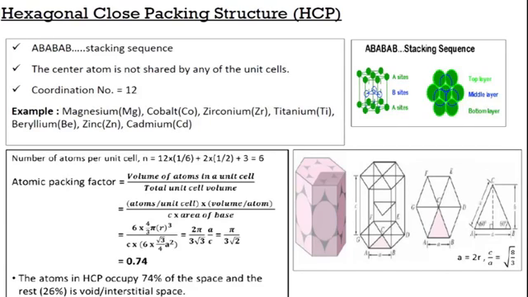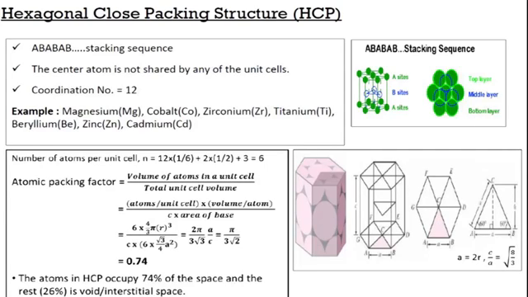Materials which show this are magnesium, cobalt, zirconium, titanium, beryllium, zinc, cadmium, like that. Interestingly, some of these materials are also very high in terms of density. For example, titanium is much more dense than steel itself or iron.